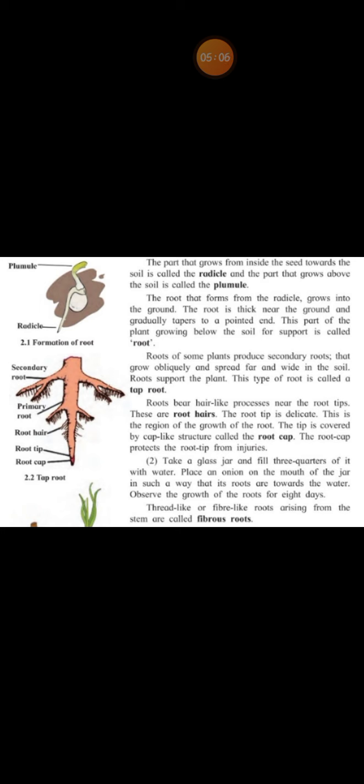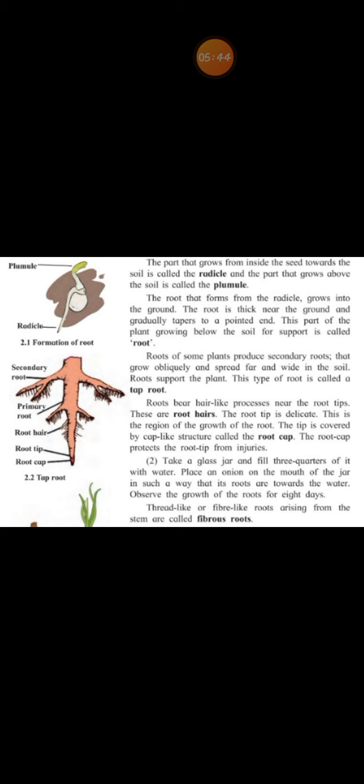From above, we'll see the namings. Secondary roots, yes. Primary root, the main root. Then root hair, root tip, and root cap. Okay, children, what are these? That we will see now. Root hairs are hair-like processes near the root tips. These are root hairs. Okay, children, the root tip is delicate.